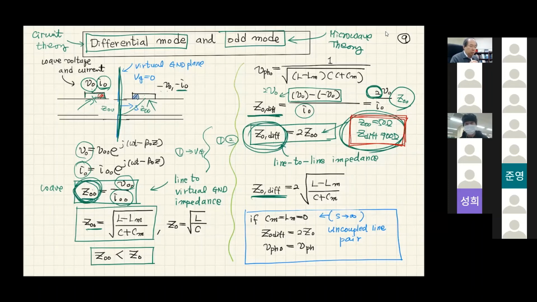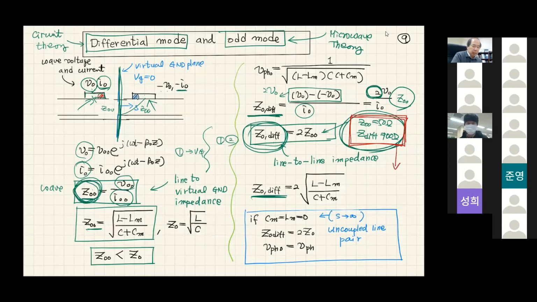디퍼런셜 모드와 오드 모드는 전자기적으로는 같은데 데피니션의 차이인데, 오드 모드는 라인과 버추얼 그라운드 플레인 사이에 웨이브가 흘러갈 때의 임피던스고, 디퍼런셜 모드는 라인과 라인 사이, 그래서 버추얼 그라운드 플레인 입장에서 직렬과 직렬이기 때문에 2배가 돼서, 보통 오드 모드 임피던스가 55ohm이면 디퍼런셜 모드는 105ohm으로 디파인이 되어 있습니다.